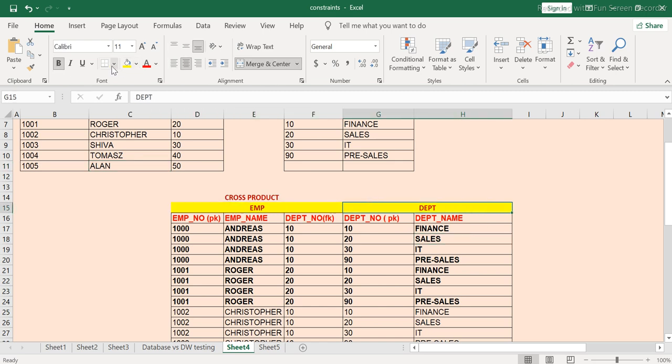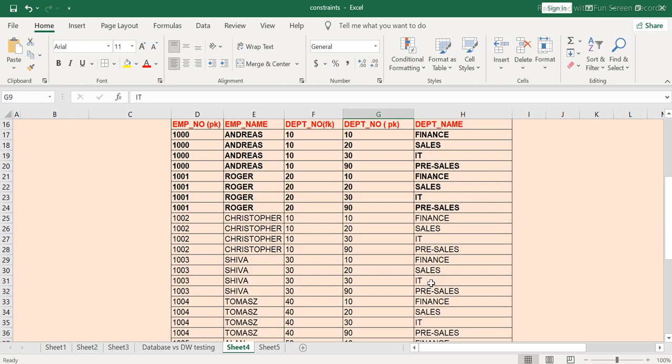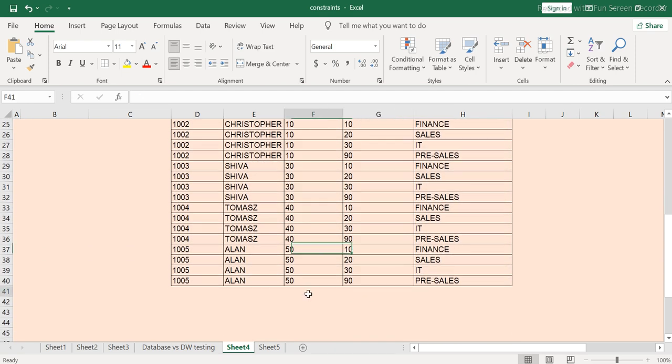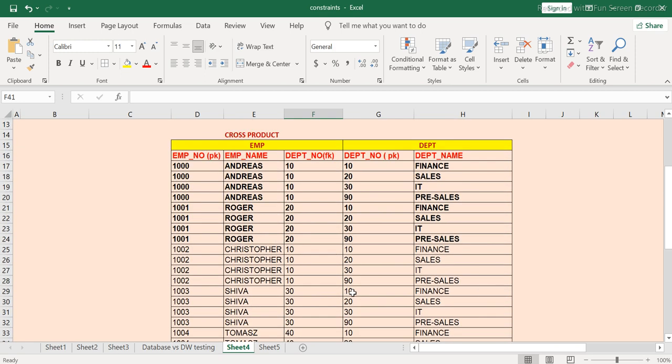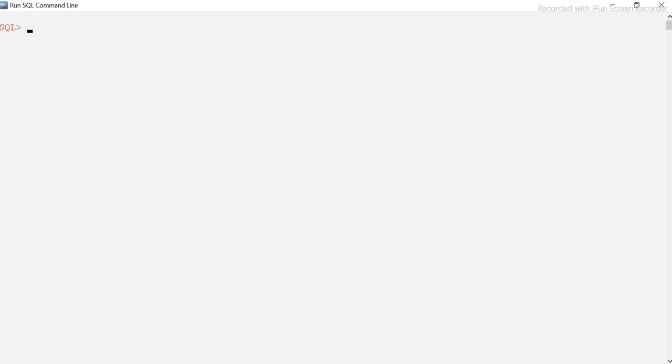Okay, one second, guys. Hope this is making sense. We will see how it works. But for now, you know that. So similarly, we have 6 rows here and 4 rows here, and we produced 24 in total. Now let's go to the SQL prompt and we will see.